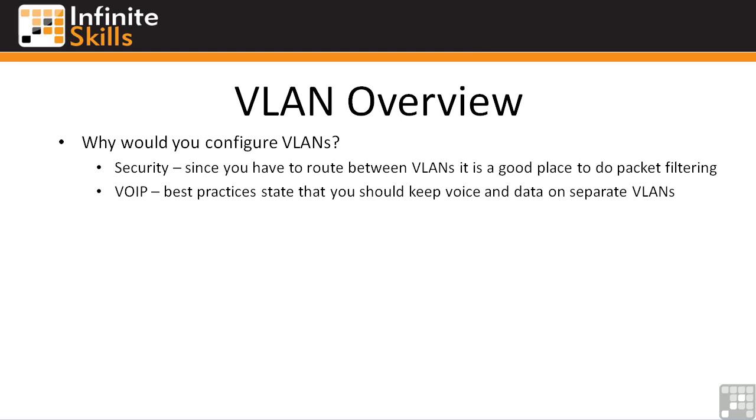The second reason you would want to configure a VLAN is for voice over IP. Best practices state that you should keep your voice and data on separate VLANs. And again, some of this goes back to security. You don't want people to easily be able to sniff your VoIP traffic because VoIP by default is unencrypted. You could just hook up a packet sniffer and pull off the 802.11 packets and replay telephone calls were you inclined to do so.